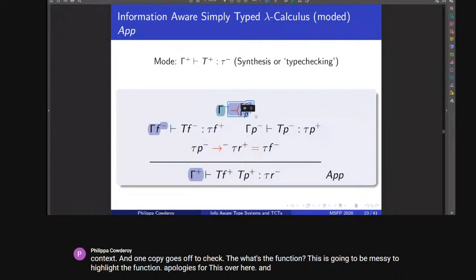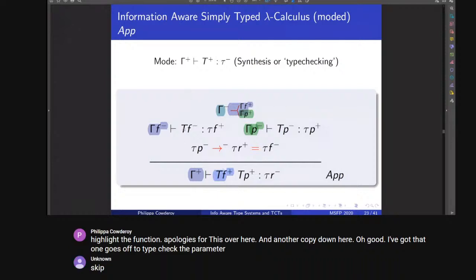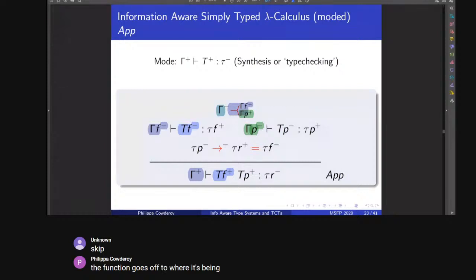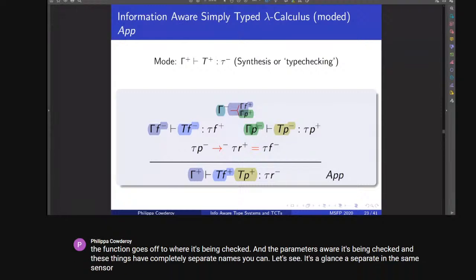And another copy down here. Oh, good, I've got that one. Goes off to type check the parameter. The function goes off to where it's being checked, and the parameter to where it's being checked. And these things have completely separate names. You can see at a glance that they're separate in the same sense as separation logic. These two things can happen completely in parallel.